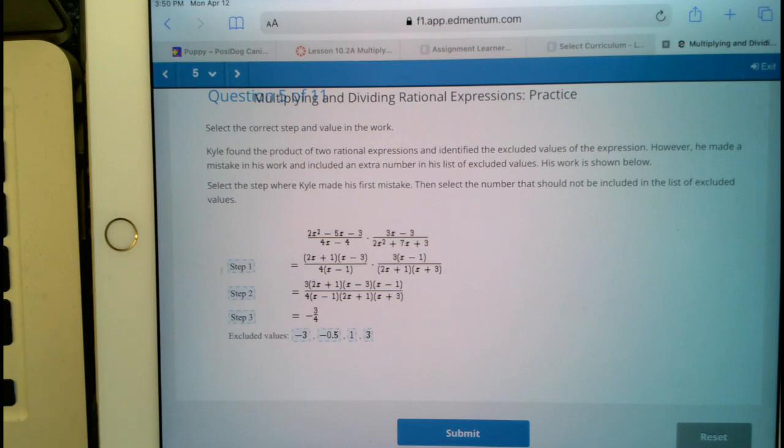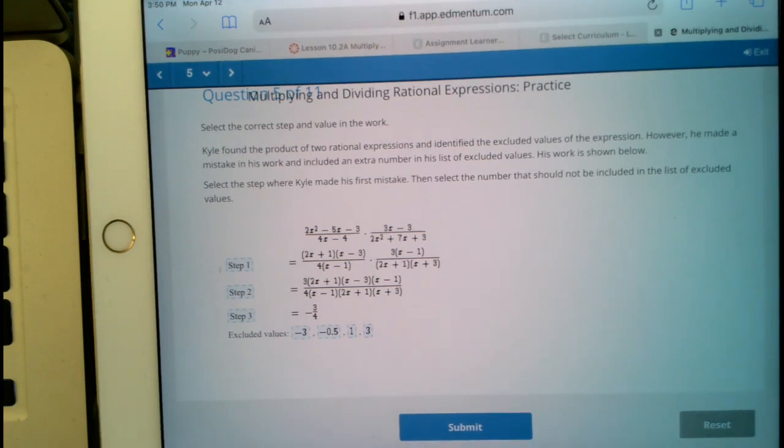Then when we multiply the tops together, and we multiply the bottoms together, and here's the 3, then we've got the 2x plus 1, the x minus 3, and the x minus 1. The top is correct: 4 times x minus 1 times 2x plus 1 times x plus 3. That step is also correct.